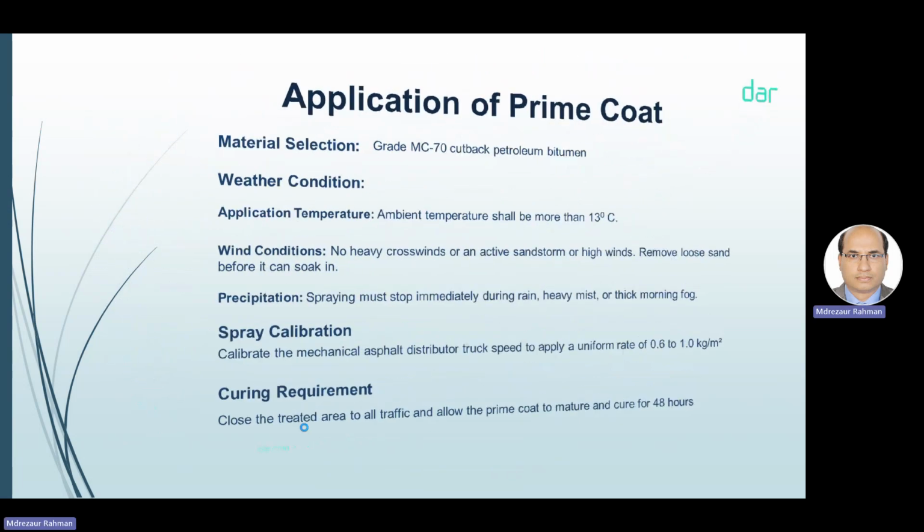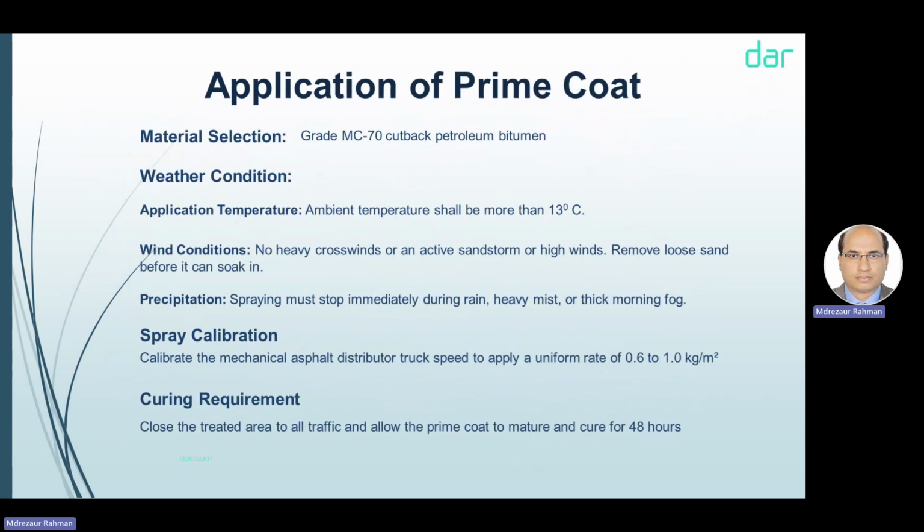Then other things. We must ensure what the delivery is. We have to check the delivery note and make sure that this is MC70 cutback petroleum bitumen. Can anybody explain what cutback is? Why are we calling it cutback bitumen? Actually, it is made in curing, that's why we are saying that.